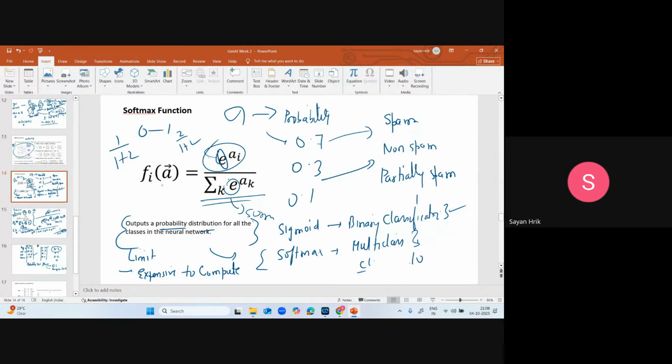For sigmoid, irrespective of anything, I always have one e. It just has one exponent. But that's why it only gives for two classes. For softmax, we have multiple classes, so we'll take multiple exponents to do that.